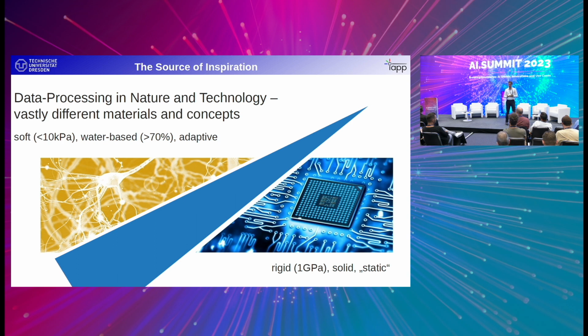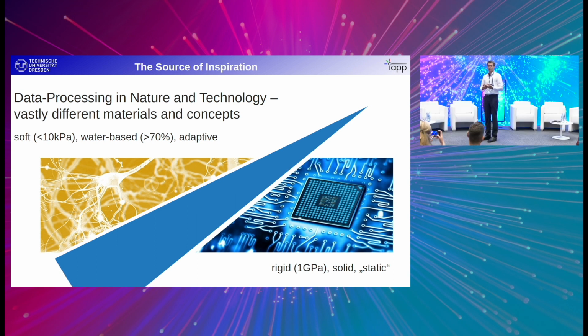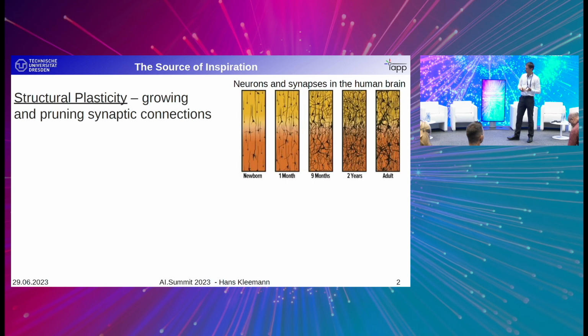And I think if we want to accelerate the development of AI further, in particular for edge applications, we have to look more deeper into the materials and the concepts that we also find in our brain. And in particular, this permanent change of synaptic connections, so the growing of synaptic connections, also the cutting of synaptic connections, is something very, very important. And we call this effect in neurobiology structural plasticity.